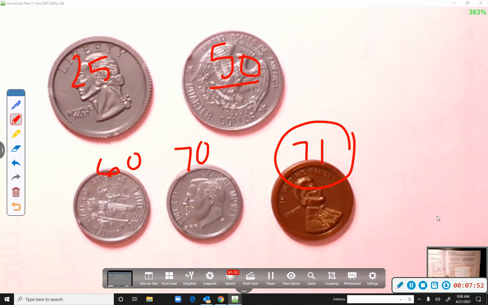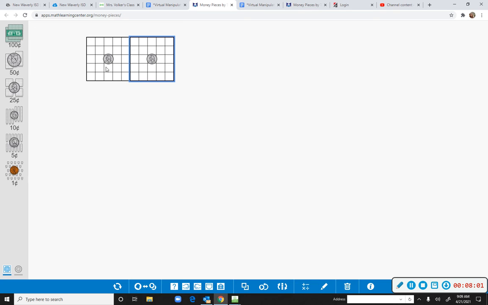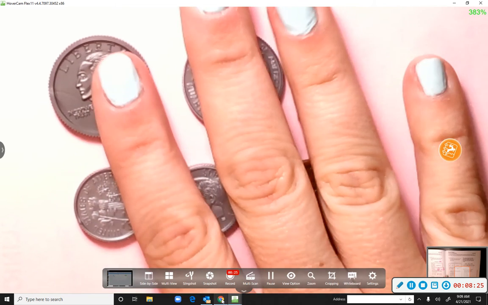Okay, let's do a couple more. Oh, let me get this. So is it easier to see the real coins or the coins that are on the smart board? The real coin. Okay, these are kind of hard because the faces you can't really see. I can see it on my computer screen, but y'all can't really see it on the smart board. Okay, I'm going to show the coins underneath the document camera like this, okay?